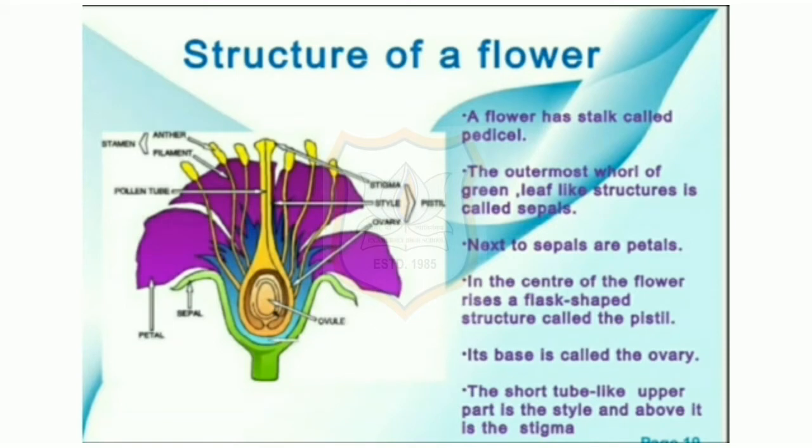Structure of a flower. A flower has a stalk called the pedicel. The outermost whorl of green leaf-like structures is called the sepals. Next to the sepals are the petals. In the center of the flower rises a flask-shaped structure called the pistil. Its base is called the ovary. The short tube-like upper part is the style, and above it is the stigma.